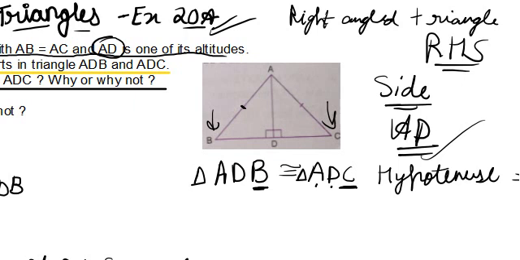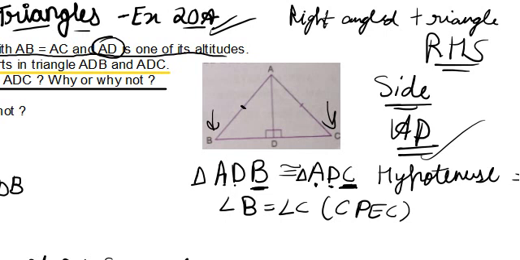And remember, the sequence should be correct. Then only this can happen. The sequence should be correct. Then only we can say that B is equal to C. So again, ADB, B is the third letter, and then ADC, C is the third letter. So therefore, angle B equals angle C, and there is one reason that we also give for this. That is CPCT, corresponding parts, or you can simply say CPC as well. Totally up to you.